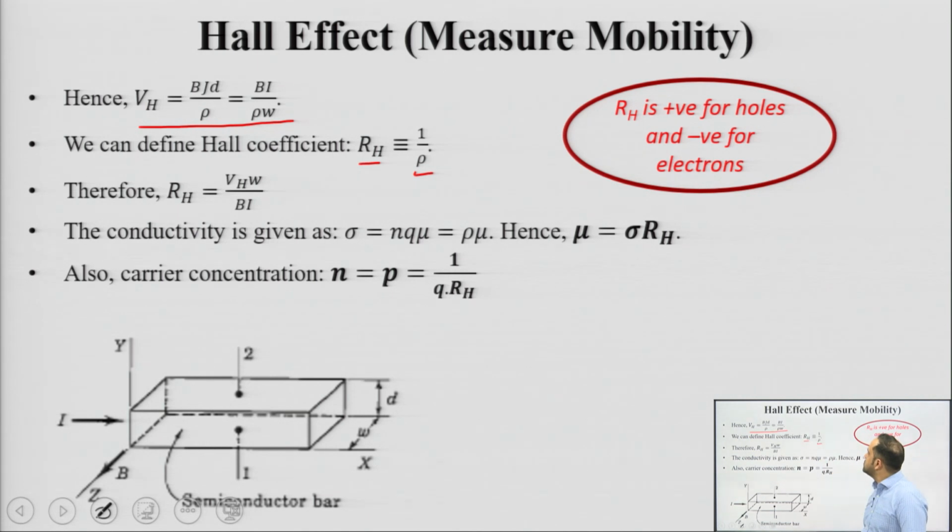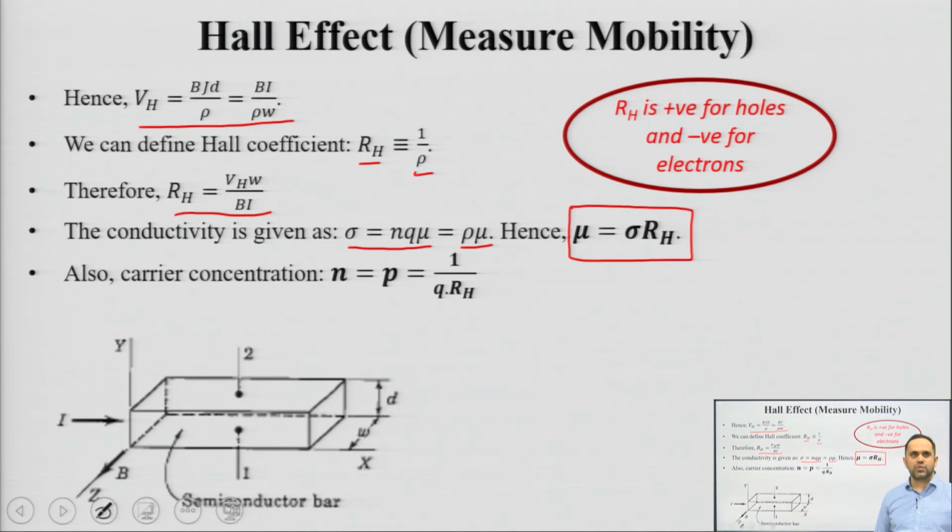Using these two equations, I know that Hall coefficient is reciprocal of charge density. So, I can write the equation for Hall coefficient as Hall voltage times W divided by D dot I. Okay. Conductivity is known as sigma is equal to NQ mu, N dot Q is charge density rho, dot mu, which basically tells me that mu is equal to sigma dot RH.